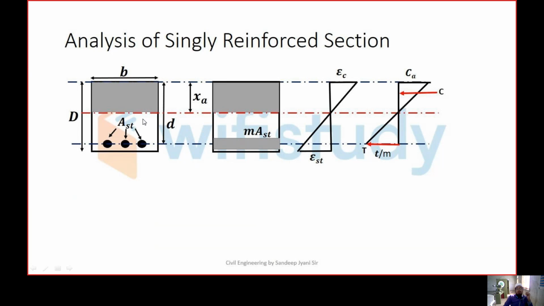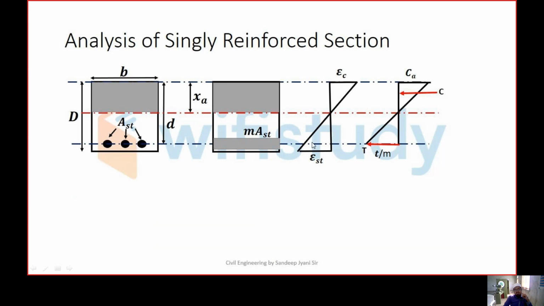Here the middle line, that imaginary red line, represents the neutral axis. The depth of the neutral axis from the topmost fiber of the concrete is denoted by XA. The effective depth I already discussed in the previous class: from the overall depth we deduct the effective cover from the bottommost fiber of the concrete, and then we get the effective depth. I also discussed another term called lever arm in the previous class.